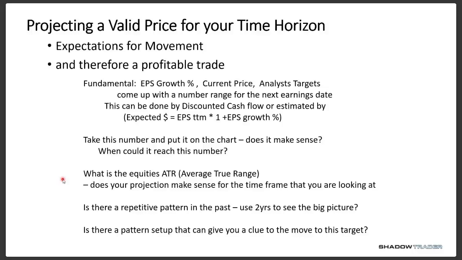I've shown you this ATR, average true range. How much does a stock typically move in a day? So if you're $5 above your price and the stock moves $2.50 a day, it could do it in 2 days. It also could do it in 2 weeks.